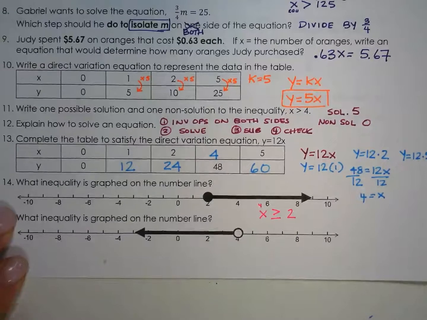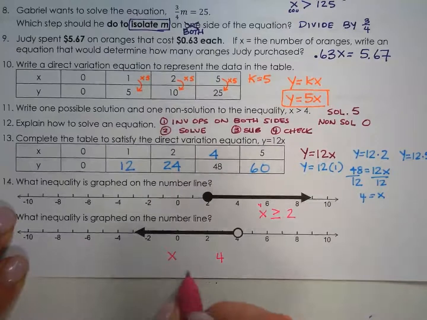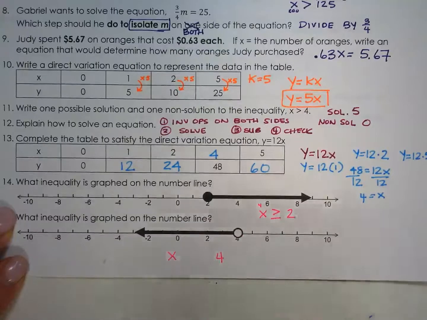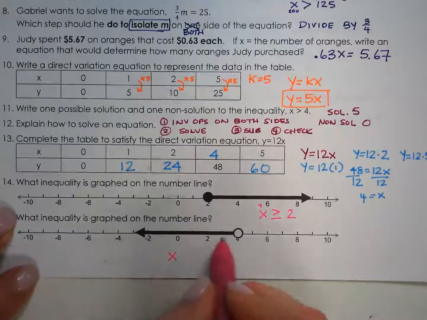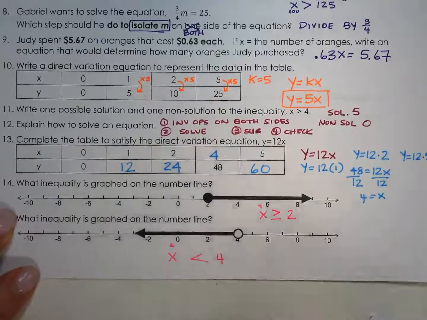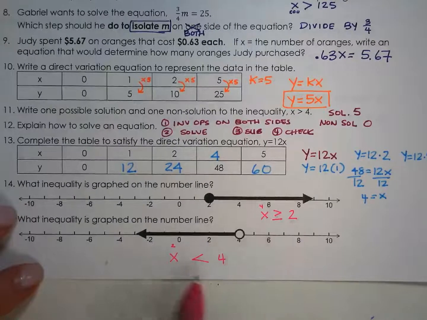Okay. And in the bottom one, we've got x and 4. We do not put an equal to sign because the dot is not filled in. And then all we have to do is look at an example. So 2 is an example that works here. So the alligator is going to want to eat that number. So this one is x is greater than or equal to 2. And this one is x is less than 4.